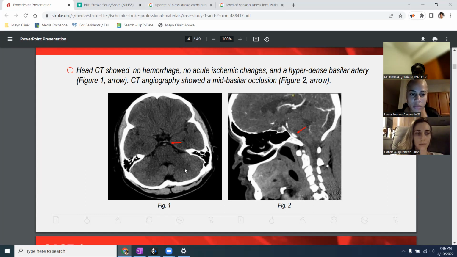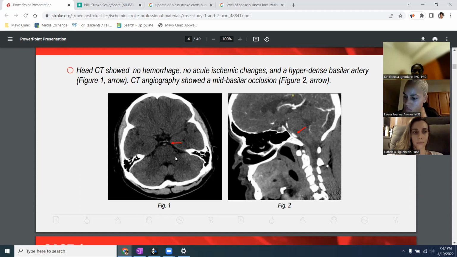Areas of hypodensity. Looks like they might be pointing out the hyperdense basilar artery. Sometimes what you'll see in an acute stroke is where you see the MCA coming off here on the side, feeding the cortex. You'll see it very hyperdense, and they call it a hyperdense MCA sign.